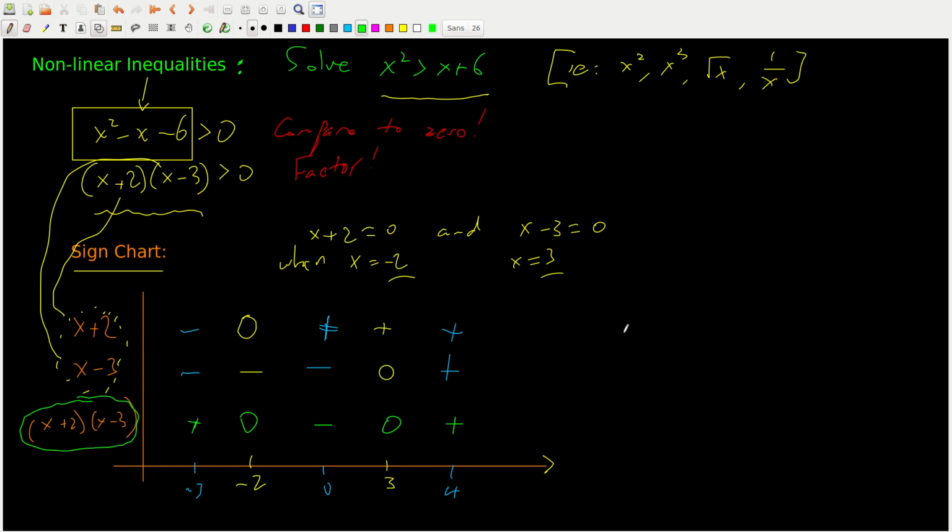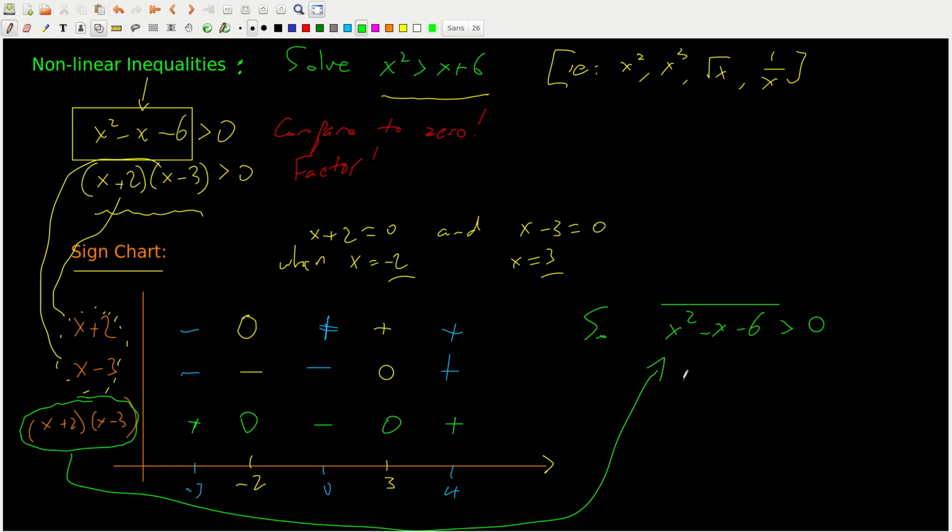And now the question that we want to answer is x squared minus x minus 6 greater than 0. Well, x squared minus x minus 6 is this. So it's greater than 0 when? Well, looking at this, it's greater than 0 in two regions. It's greater than 0 over here. It's greater than 0 over here. So it's greater than 0 when x is below minus 2, and it's greater than 0 when x is above 3. So in other words, it's greater than 0 in this region. No, I'm drawing the graph. And it's greater than 0 in this region.